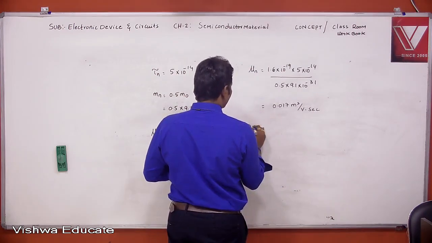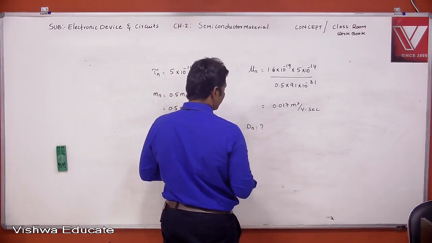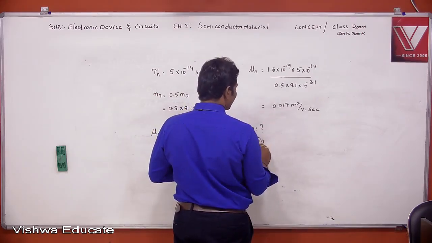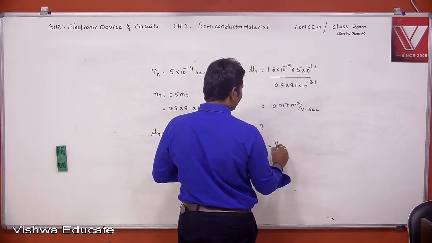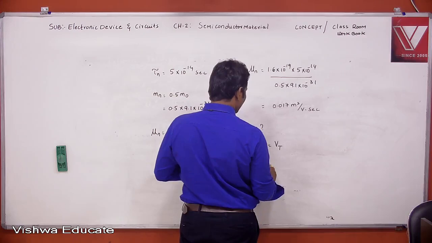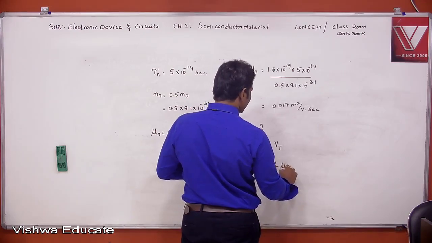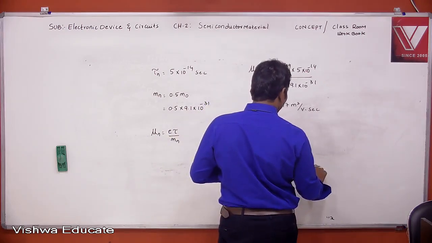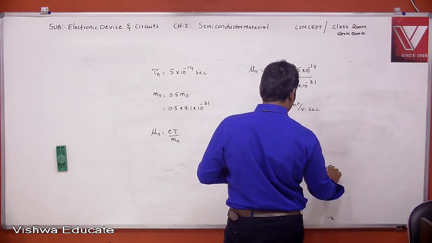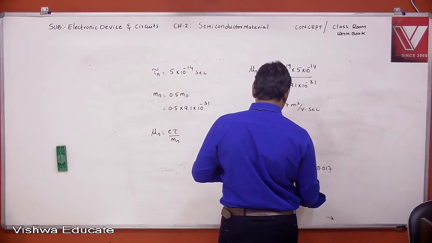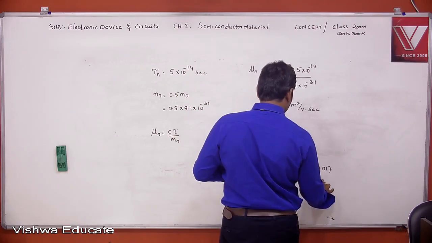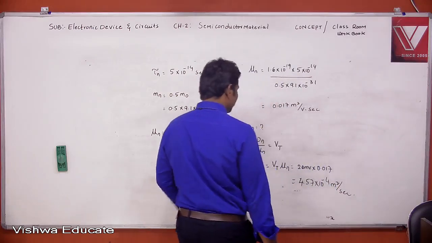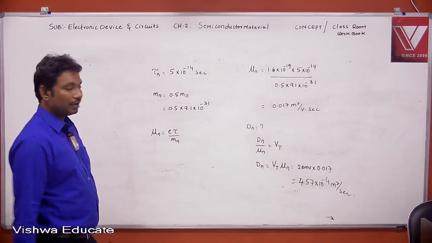One more we want to calculate is the diffusion constant of the free electron. The relation between diffusion constant and mobility is the Einstein relation, Dn by mu n equals Vt. From this, Dn equals Vt into mu n. Vt is 26 millivolts, times mu n, 0.017, which equals 4.57 into 10 to the power of minus 4 meter square per second. This is the mobility and diffusion constant.